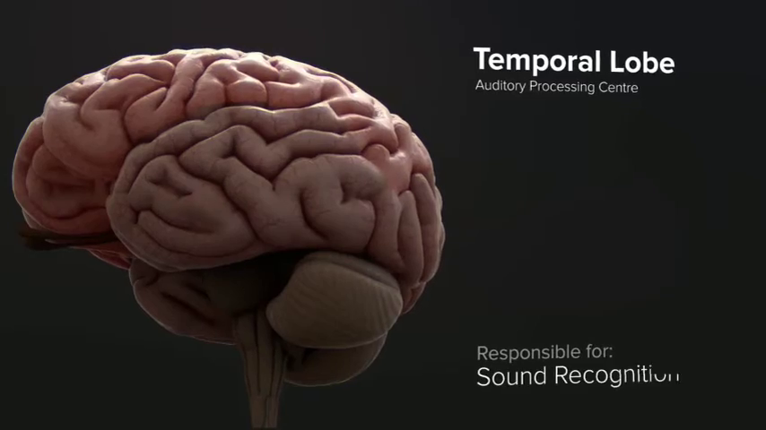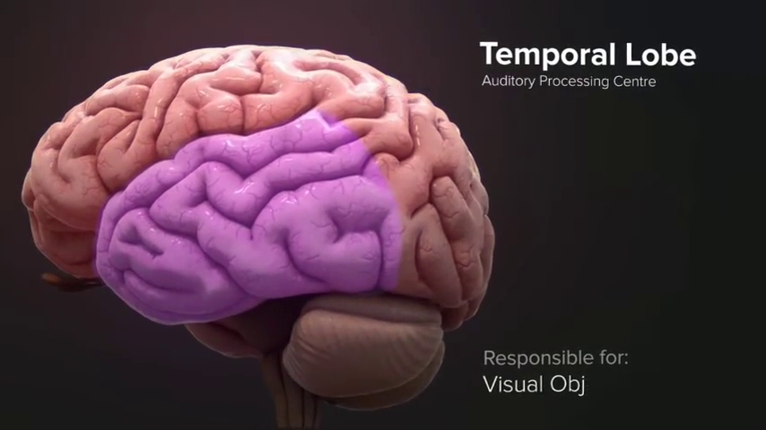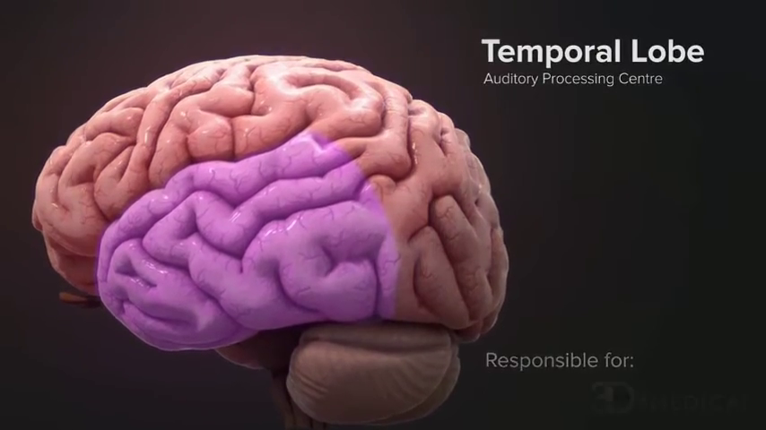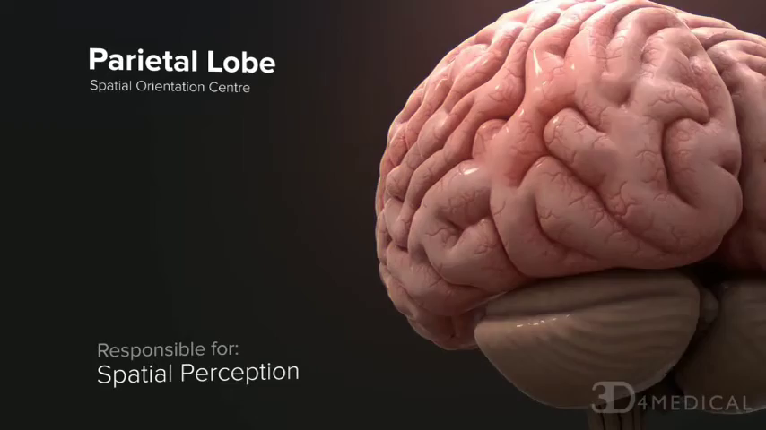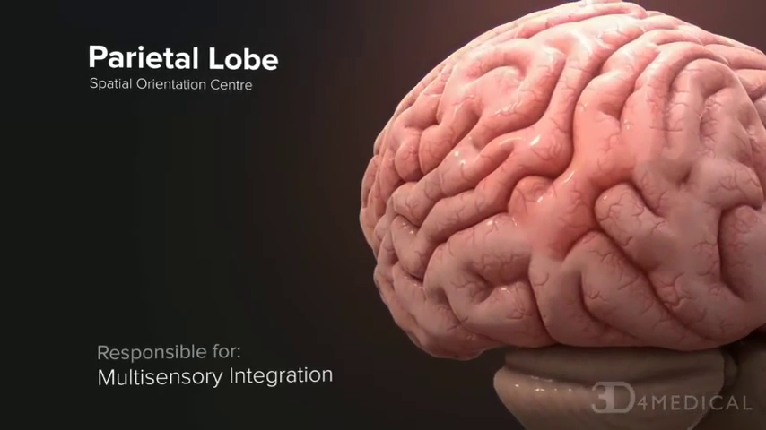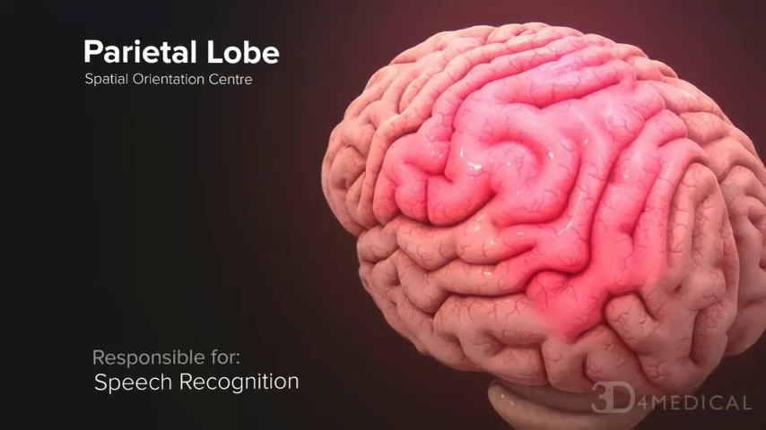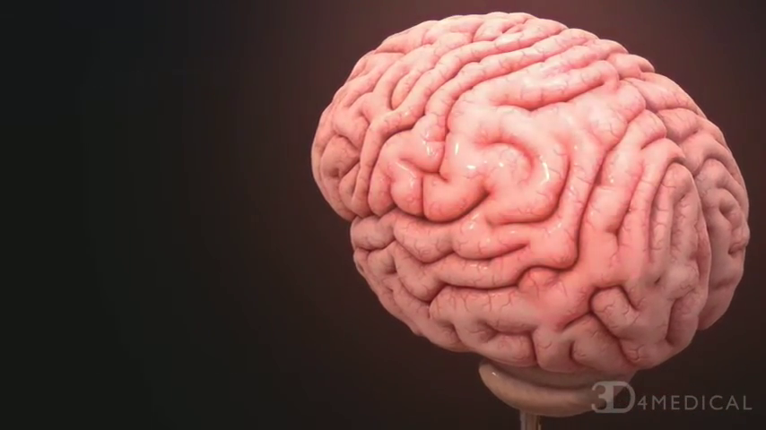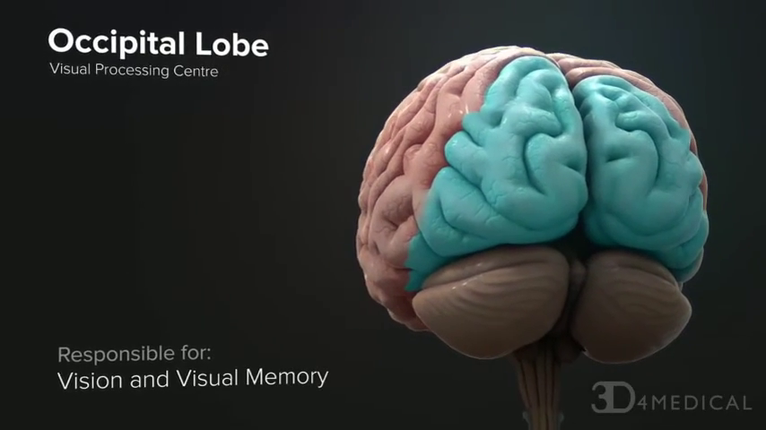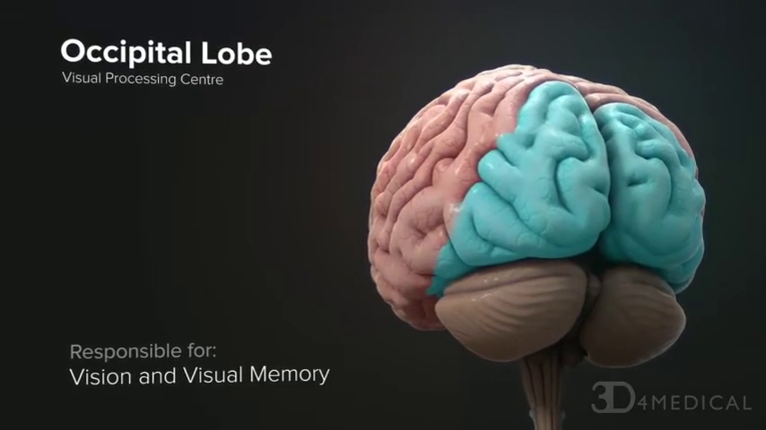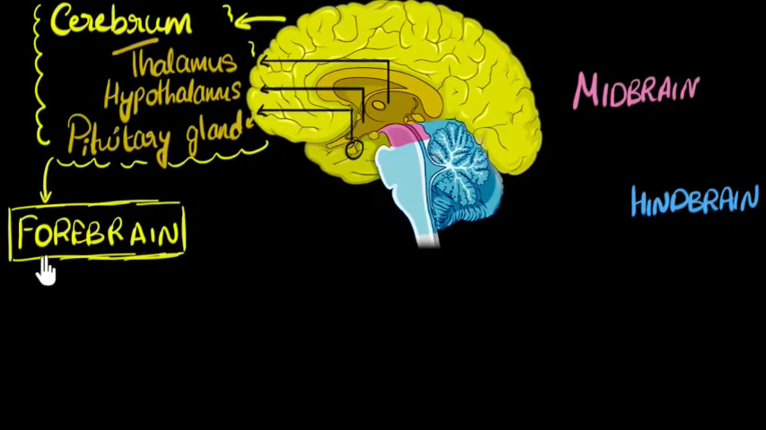The next one is the temporal lobe, responsible for sound recognition, visual object recognition, and also for memory formation. The third one is the parietal lobe, used for spatial perception, multisensory integration, and also speech recognition. And the last one is the occipital lobe, which is used for vision and visual memory. Now let us see the functions of the forebrain, right?